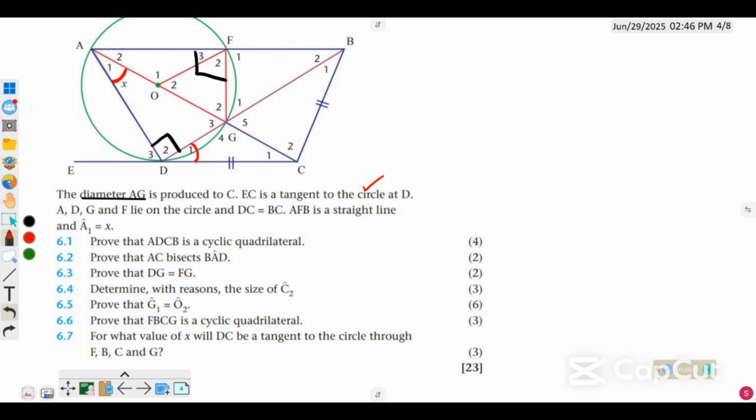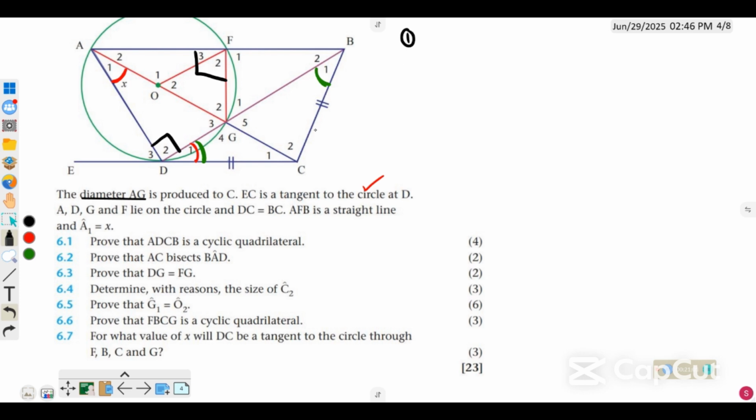A, D, G, and F lie on the circle where DC is equal to BC. Once I have DC being equal to BC, then I'm already marking those two angles opposite equal sides. B1 and D1 should be equal to each other. Right, AFB is a straight line. Let A1 equal X. Now let's work with this.